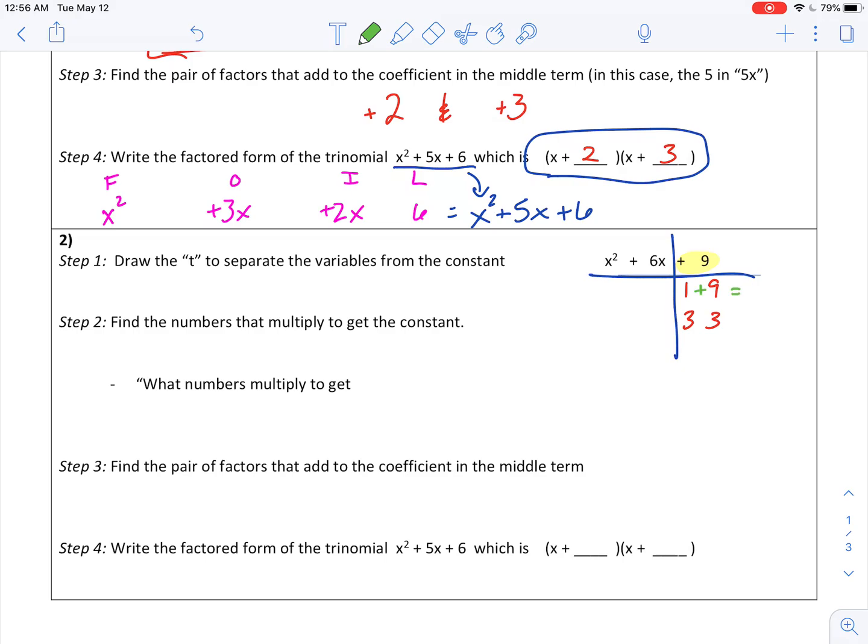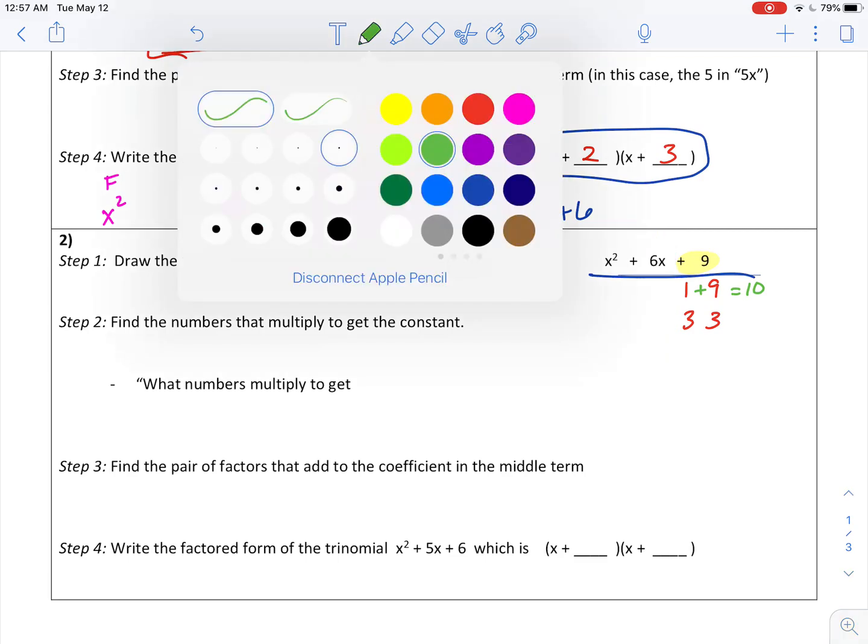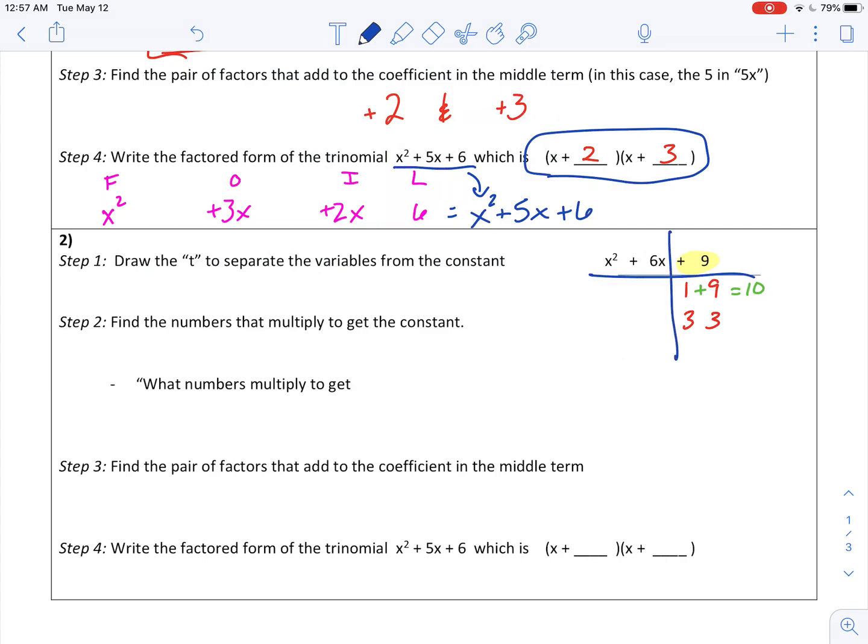Let's take a look at what we've got. 1 plus 9 will get me 10. But again, I'm looking for that middle term. I want these numbers to add to 6, and they're adding today because both of these signs are plus signs. So 3 plus 3 is 6. That's my middle term. That's what I wanted.